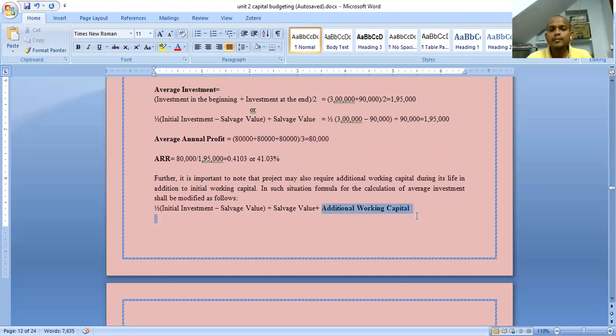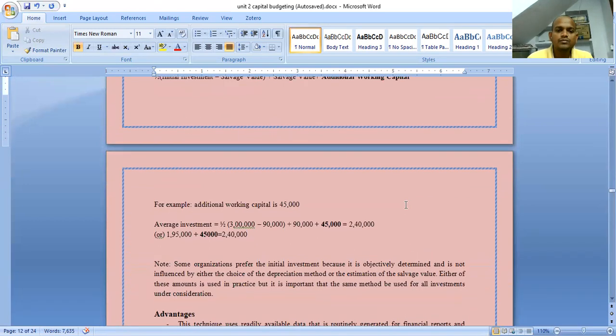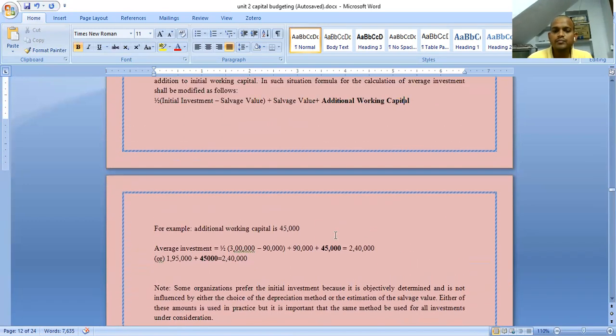See, if additional working capital is given in the problem, then we have to add it to the average investment after calculating it. We have to add the additional working capital to the average investment. The calculation will be the same: 30,000 minus 90,000 plus 90,000. That is the formula. And if any additional capital investment is given, then we have to add it, so the average investment will be more.